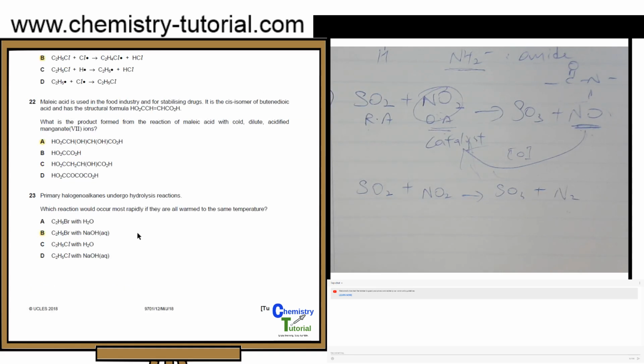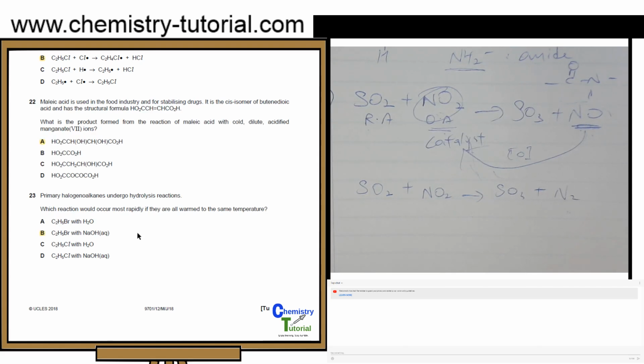For question 23, primary halogenoalkanes undergo hydrolysis reaction. In this case, the hydrolysis that we are referring to is actually the addition of aqueous sodium hydroxide.